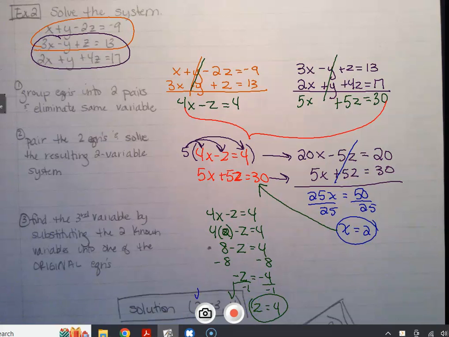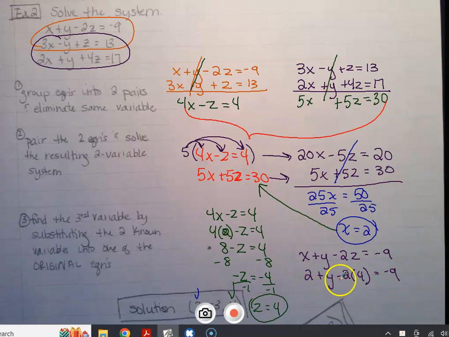So we plug both of those into one of the originals. Which original do you want to use? The top one? X plus y. I like it. So x plus y minus 2z equals negative 9. Okay, so we're going to say, well, that's 2 plus y minus 2 times z, which is 4, equals negative 9.